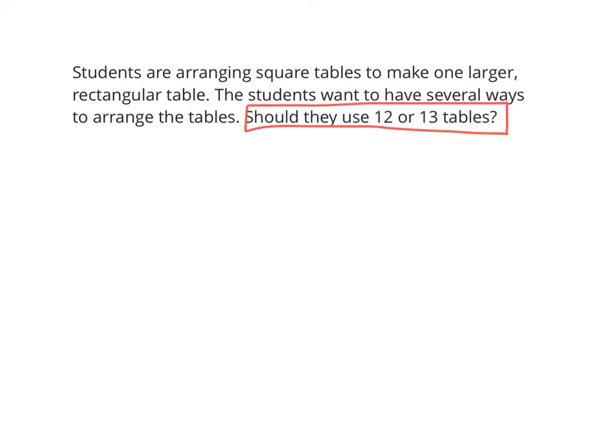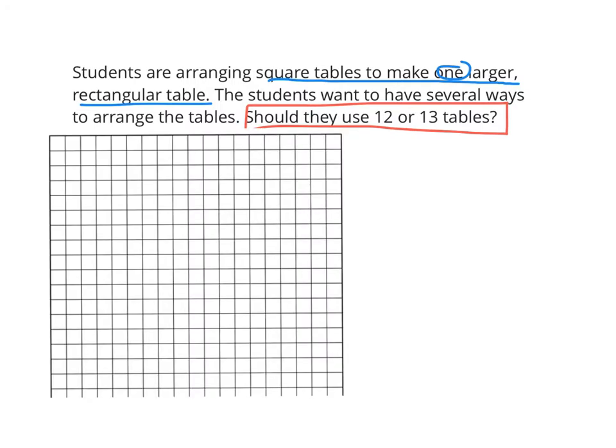Now, let's go back and see what important information we are given in the word problem. Students are arranging square tables to make one larger rectangular table. Okay, so we know that they have square tables and they want to make it into one larger rectangular table. So let's go ahead and use a grid to show all the possible arrangements of 12 and 13 tables. So go ahead and pause this video. Turn open to page 305 if you'd like to do this in your workbook. Page 305, and pause this video until you're ready.